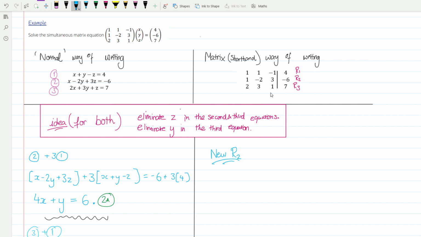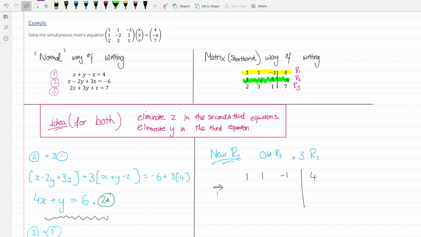I'm going to do exactly as I did over on the left hand side. I'm going to take the old row 2 and I'm going to add 3 lots of the current row 1. So I'm just looking at these bits along here. And you might find this easier to do mentally. So let's just keep this top row exactly as it is. This second row, well, so I'm going to do 1 plus 3 lots of this.